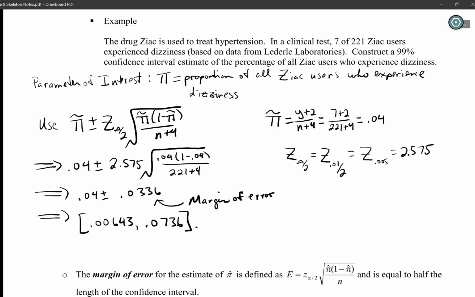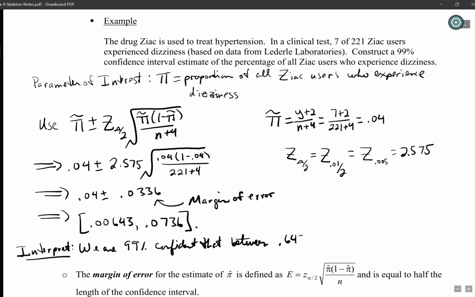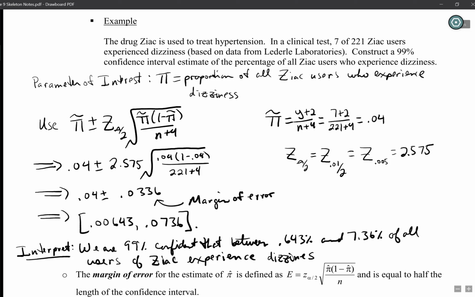So the way we would interpret this, you could write it out: we are 99% confident that between, what's that percent, 0.643% and 7.36% of all users of Zyac experience dizziness. Okay, so that's our interpretation of the confidence interval.